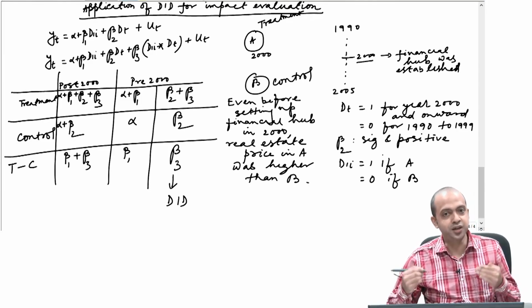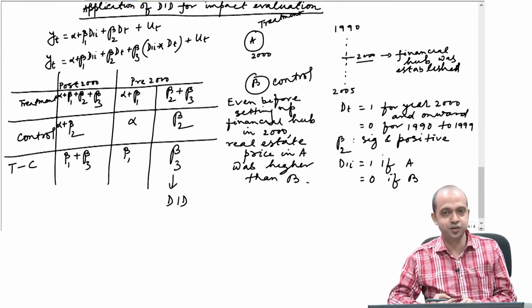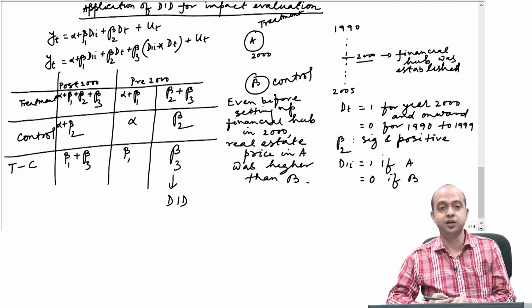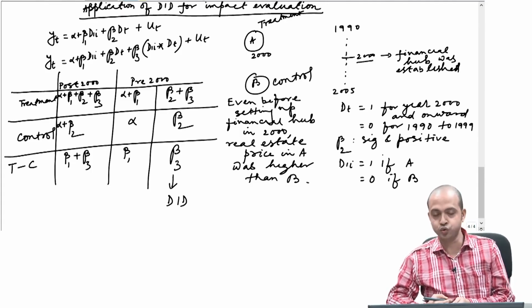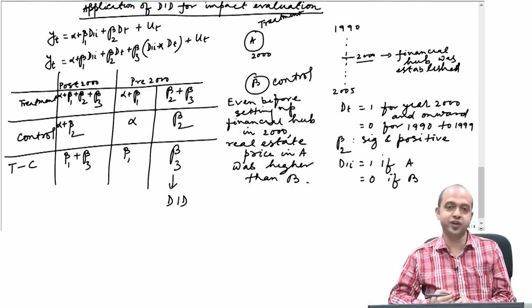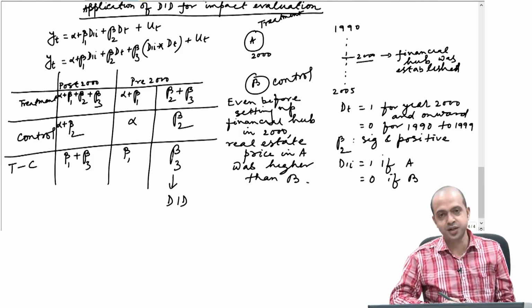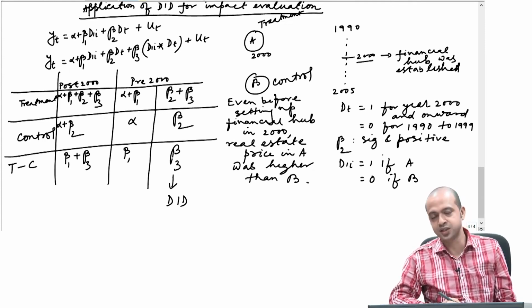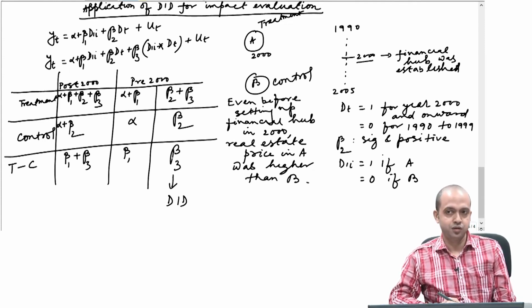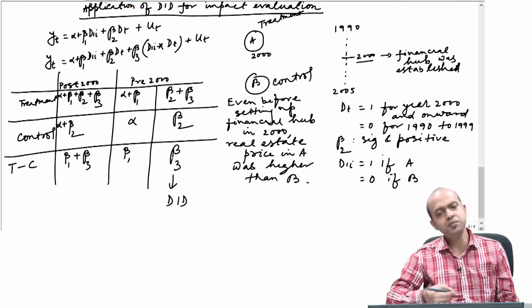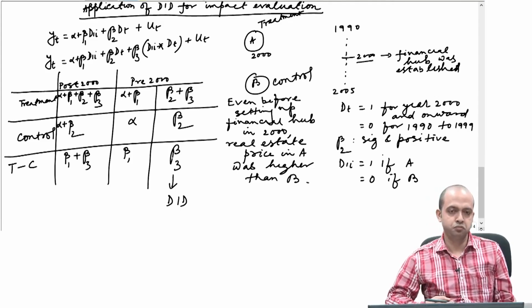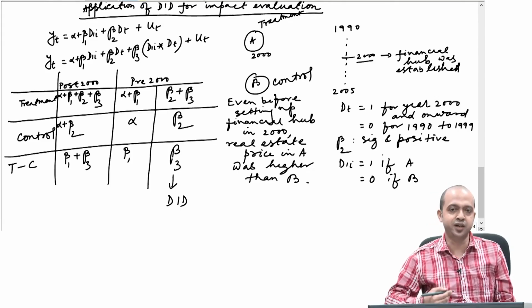Then I have to take the difference in difference. That means the difference in rate of change of migration pre 2000 and the difference in rate of change of migration post 2000, whether they are significantly different, that would be determined by your beta 3. And then you can say that yes, climate change has an impact on migration, because it may so happen that in place A, even before climate change, the migration rate was significantly higher than B. I do not know.